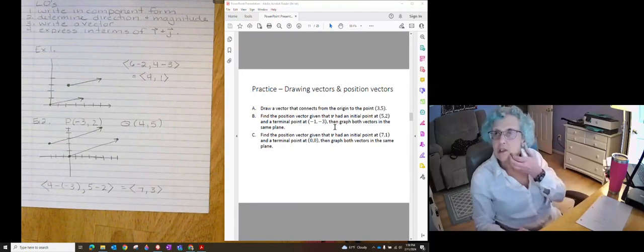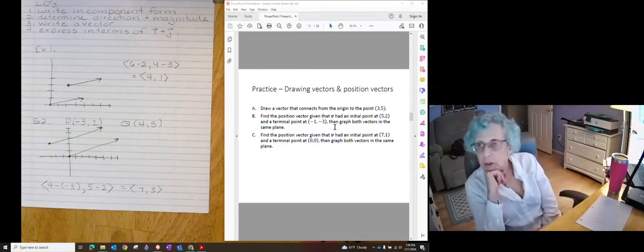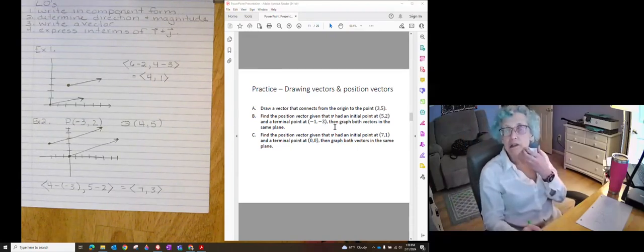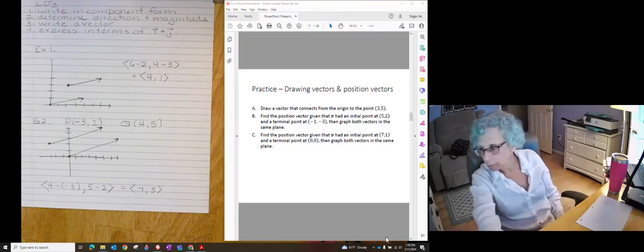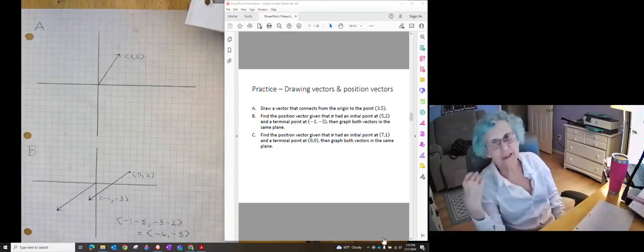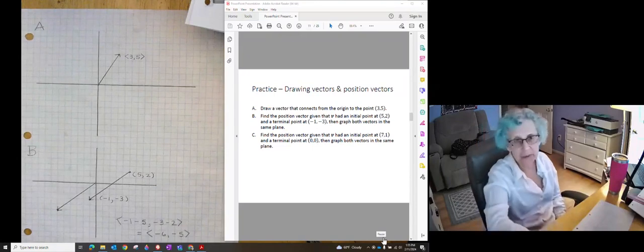So practice drawing vectors and position vectors. Draw a vector that connects from the origin to the point 3, 5. Draw a position vector given that V had an initial point at 5, 2 and terminal point at -3, -1. And then find the position vector and then graph them. So you've got 3 to graph. Maybe you'll want to grab some graph paper. I think I will. Yeah, my pictures look so much better with graph paper and a ruler.